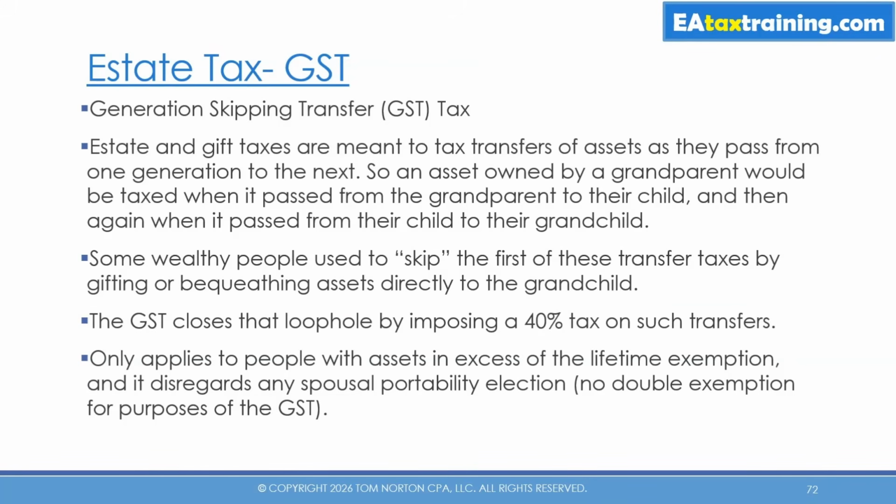Generation skipping transfer tax, or GST. So estate and gift taxes are meant to tax transfers of assets as they pass from one generation to the next. So for example, an asset owned by a grandparent would be taxed when it passed from them to their child, and then again when it passed from their child to their grandchild. So some wealthy people used to skip the first of those transfer taxes by just gifting or bequeathing the assets directly to the grandchild. So the GST closes that loophole by imposing a 40% tax on such transfers.